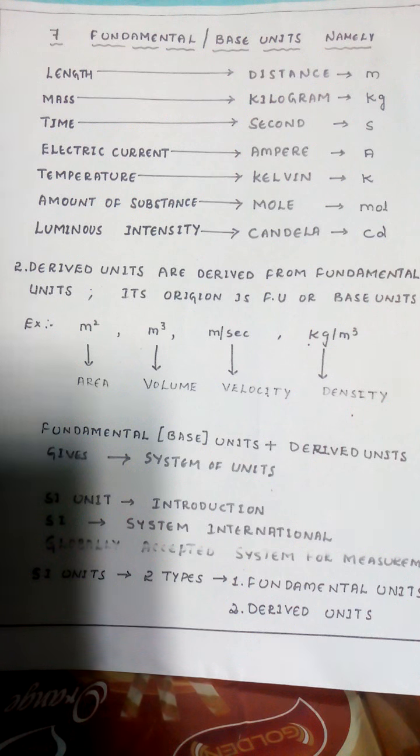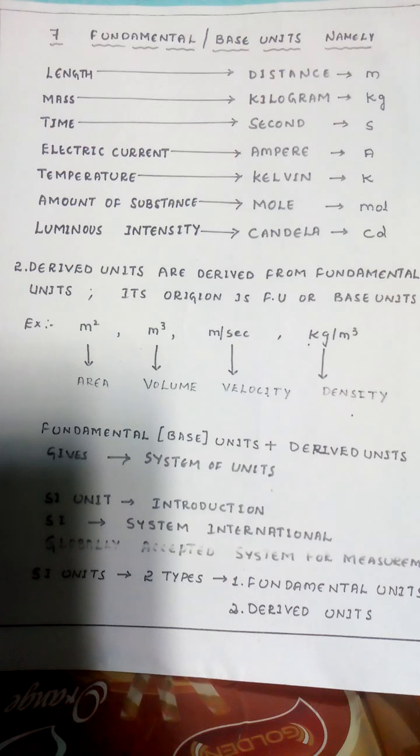Example, area. Area SI unit is what? Area formula we have length into breadth. So length is measured in meter, breadth is also measured in meter, meter into meter, meter square. So area is measured in terms of meter square. Even volume, length into breadth into height. So meter into meter into meter, meter cube. So volume SI unit is meter cube.